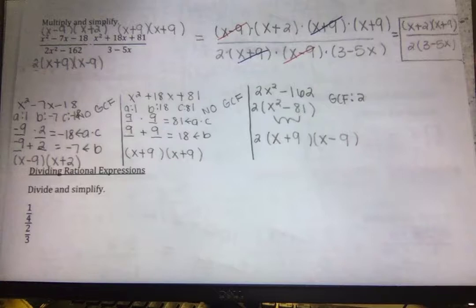All right, so dividing rational expressions. So basically we're just dividing fractions. So same kind of concept. We're dividing and simplifying. 1/4 over 2/3. So 1/4 divided by 2/3.